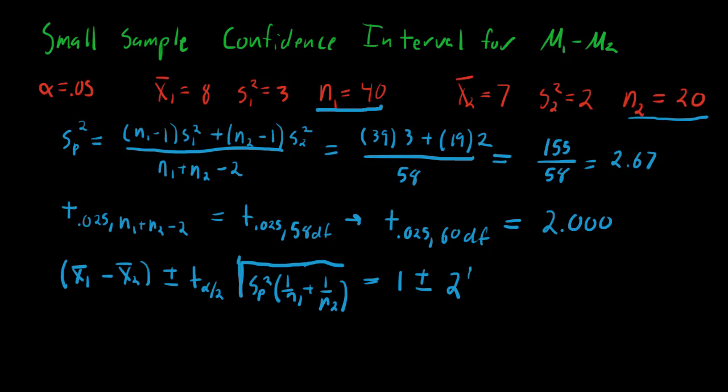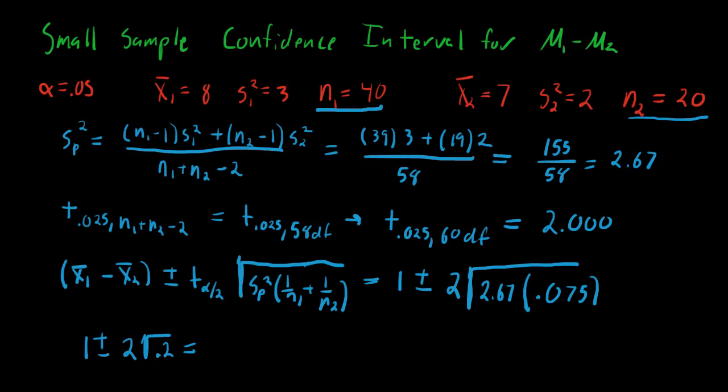Then we're going to multiply that by the square root of our 2.67. So 2.67 times 1 over n1 plus 1 over n2. If we put that into our calculator, we get 0.075. And then if we finish up this calculation, we're going to get 1 plus or minus 2 times the square root of 0.2, which gives us 1 plus or minus 0.894. And that's how we calculate our confidence interval for a small sample when we're looking at mu1 minus mu2.